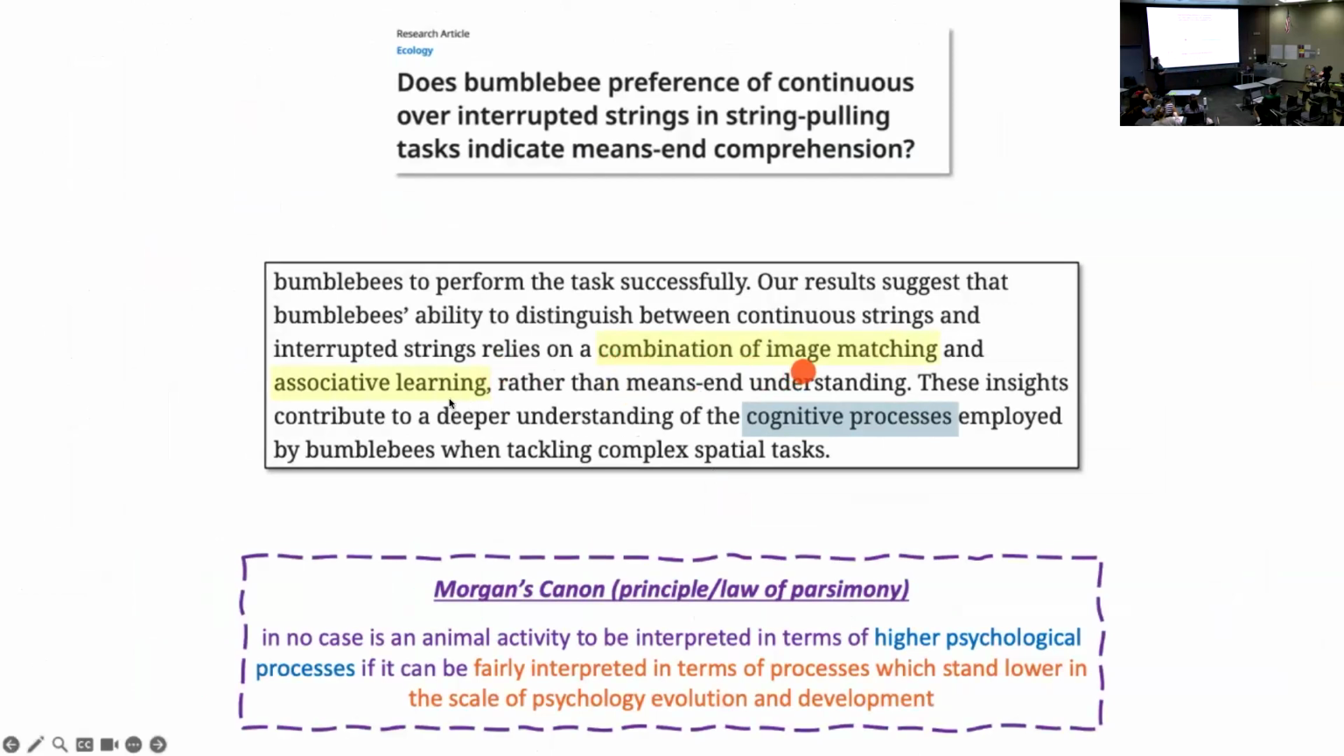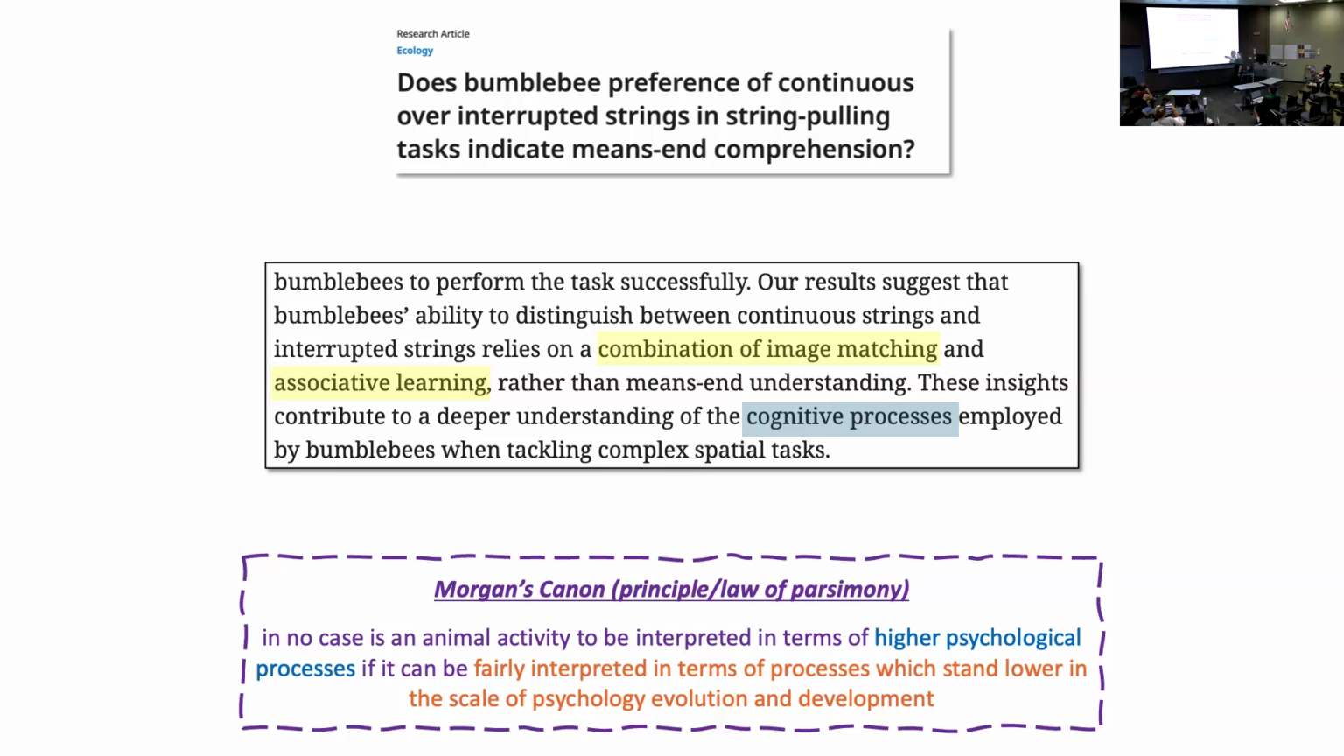Based on all of this, they make the conclusion that it's likely the bees are using a combination of image matching and associative learning rather than means-end understanding. And then they say these contribute to a deeper understanding of the cognitive processes employed by bumblebees, which is a fancy way to put at the end of your abstract that there are no cognitive processes that have been displayed. So it's all been basic behaviorism. But it was testing a cognitive idea.